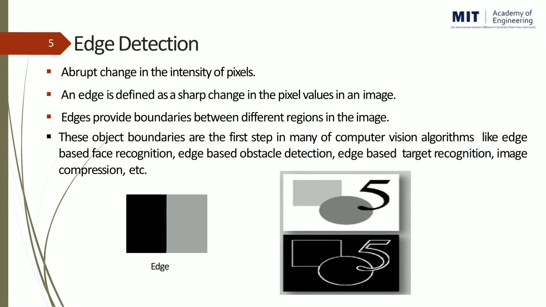Edge detection. It looks at changes in intensity of pixels. An edge is defined as a sharp change in pixel values in the image. Edges provide boundaries between different regions in the image. These object boundaries are the first step in many computer vision algorithms, like edge-based face recognition, edge-based obstacle detection, edge-based target recognition, image compression, etc.